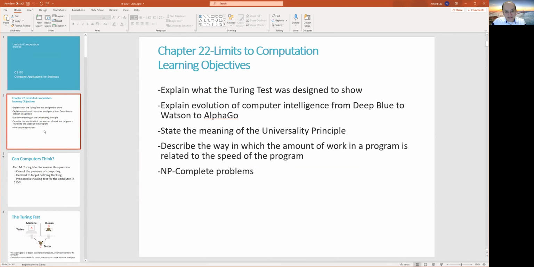Let me see here. So just remember, you've got the Turing test, the evolution of computer intelligence, the universality principle, the way that the work in a program or algorithm is computed, and this idea of NP-complete problems.